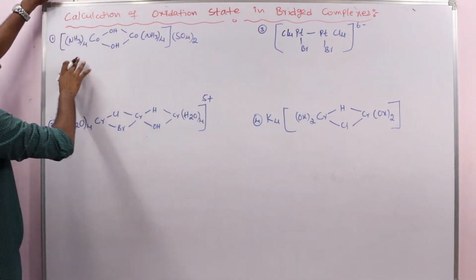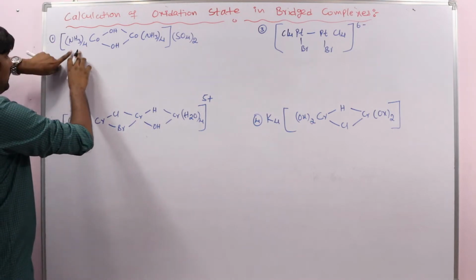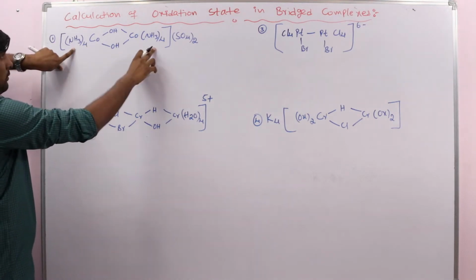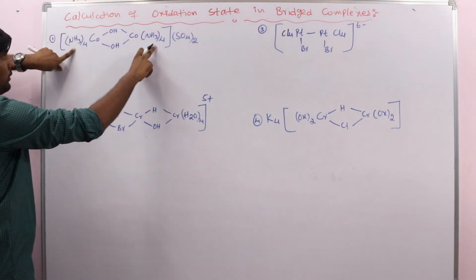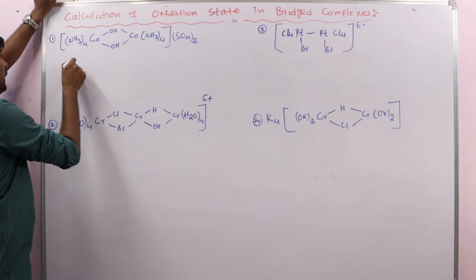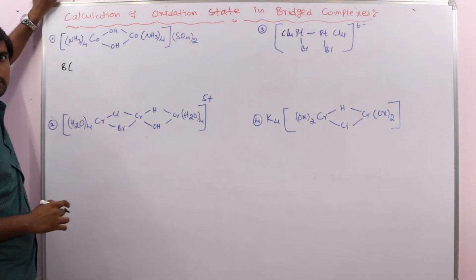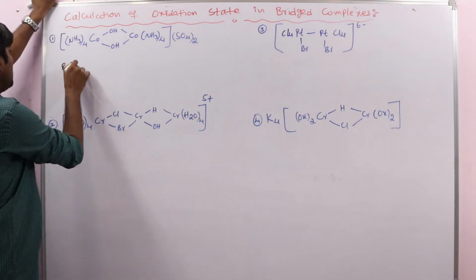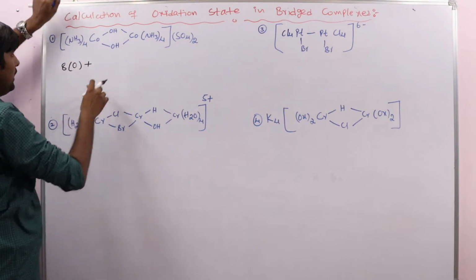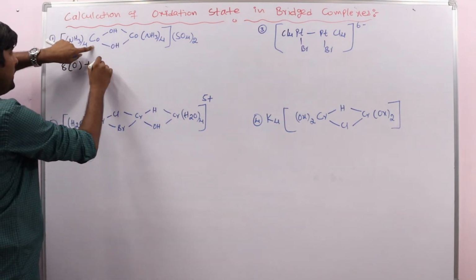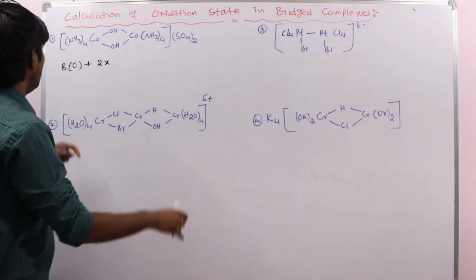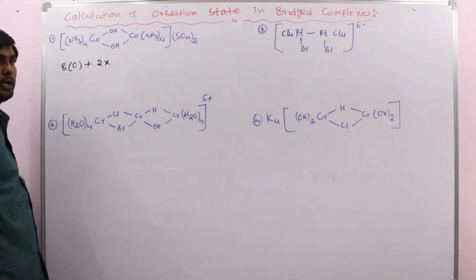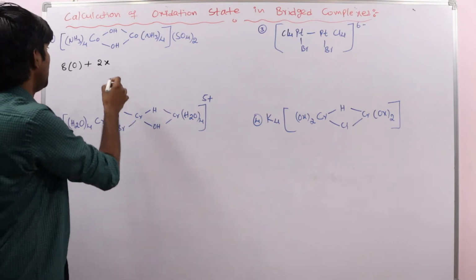Okay, so look at the first complex. Total how many non-bridged ligands are present here? 4 plus 4, total 8. Okay, 8 ligands, and amine is a neutral ligand, meaning charge is 0. Plus how many metals are present? 2 metals. So we are going to calculate the oxidation state of the metal. So let us assume that X is the oxidation state of the metal.